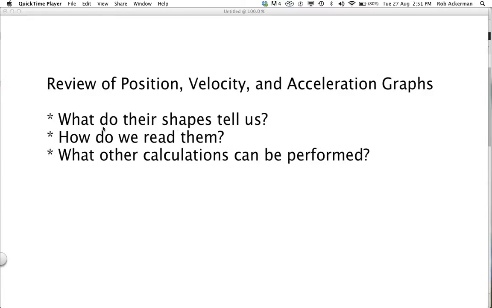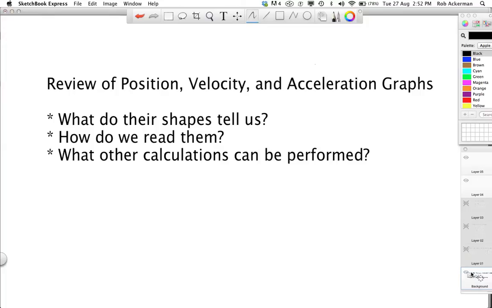First of all, when you look at a graph, you notice, among other things, its shape. So the question is, just by looking at the shape of the graph, what does that tell us about the motion that's being described? Also, once you get beyond shapes, you want to talk about numbers. So just reading a graph, how do we read them? And of course, as you probably learned in grade 11, when you have graphs, there are certain other calculations you can do, not just reading off a graph, but for example, calculating the slope or the area underneath or above a graph, and we're going to talk about what those mean. So we're going to look at each of the three graphs, the position, the velocity, and the acceleration graphs separately.